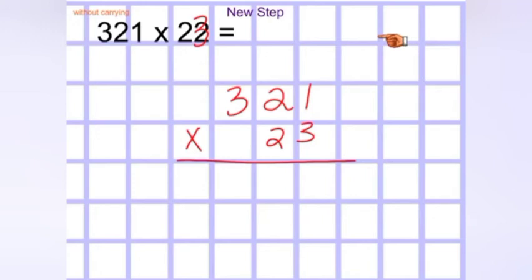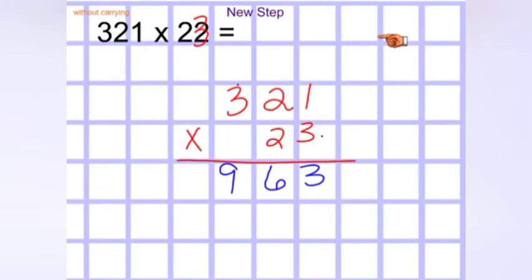Okay, now we're going to check. 3 times 1 is 3. 3 times 2 is 6. And 3 times 3 in the hundreds place is 9. Okay, so we just did the 3 in the ones place times all the digits up above.